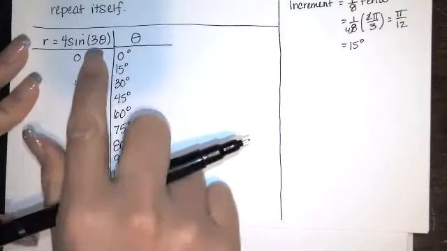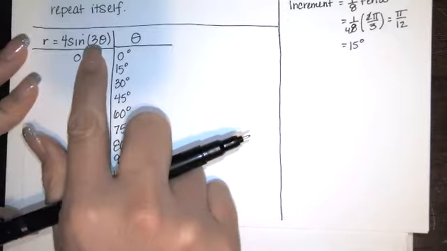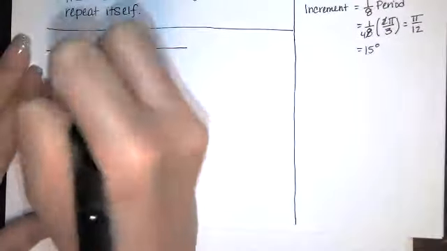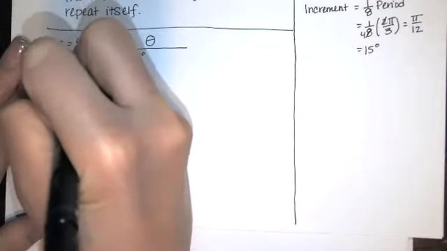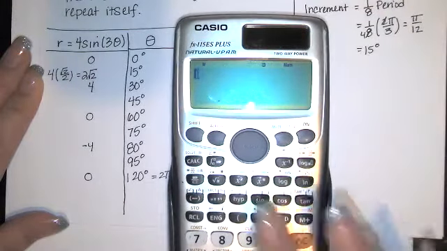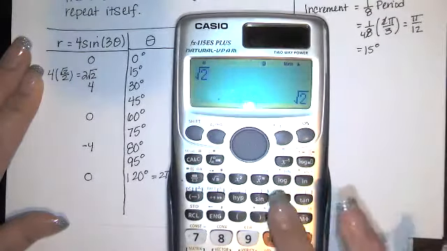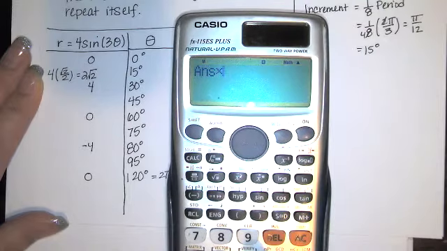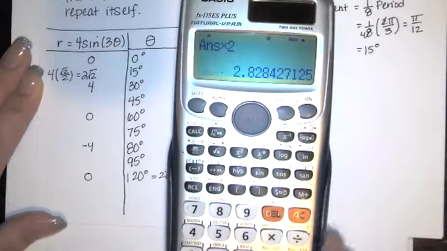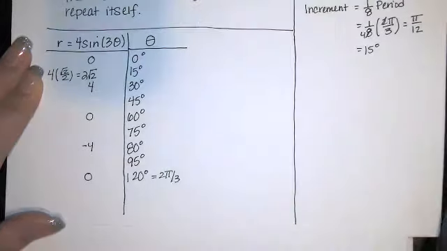So 15 degrees times 3 is going to be 45 degrees. So we'll have 4 times sine of 45 degrees, which is square root of 2 over 2. So we get 2 root 2, and root 2 is approximately 1.4, and then we multiply by 2. Sorry about that reflection. We get 2 root 2, and my calculator gives me approximately 2.8.